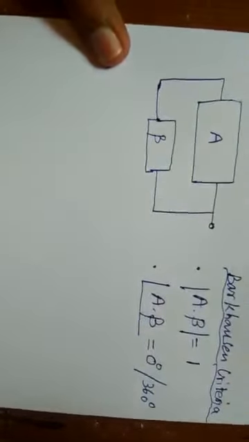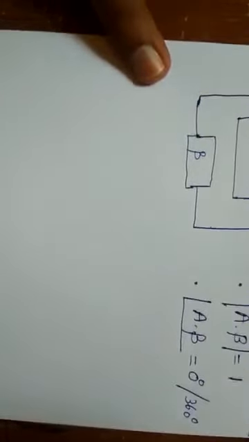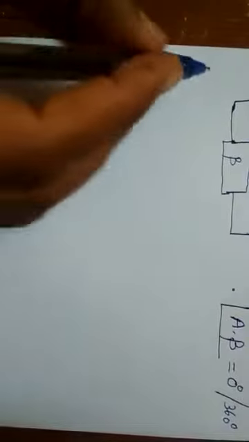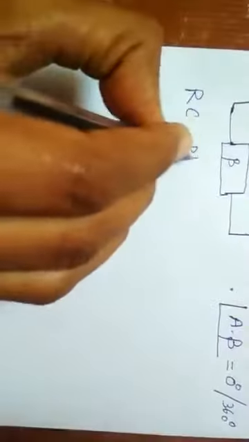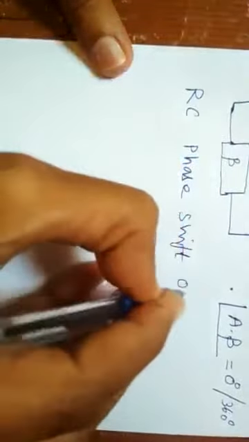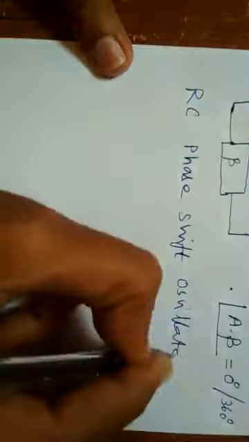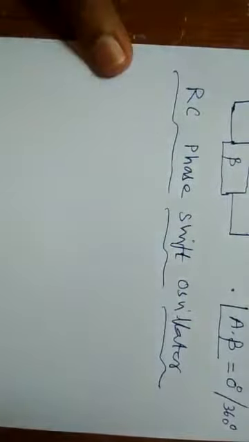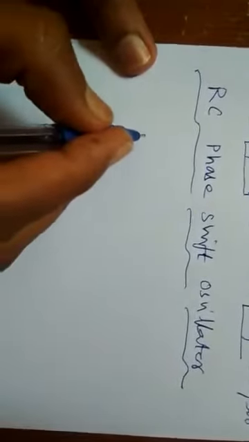With this small introduction, we'll move to the detailed description of the RC phase shift oscillator. RC phase shift oscillator is one type of oscillator in which the feedback network is constructed with the help of 3 RC pairs.